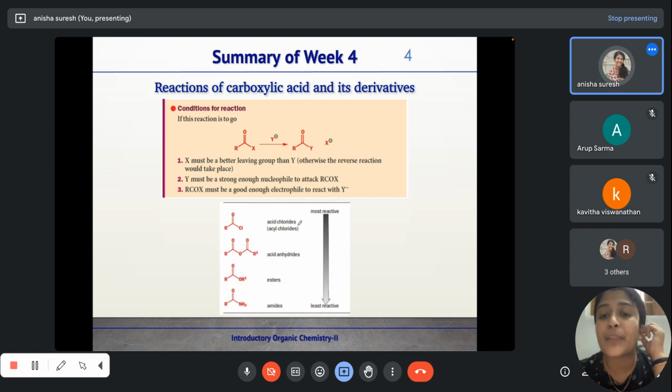So this is the reactivity order of different carboxylic acid derivatives. Acid chloride will be the most reactive, then comes anhydride, then esters, and then amides. We have seen the reason for all this in the lectures. The electrophilicity at the center will be more, followed by Cl being a better leaving group. So this we have seen in the lectures. What will be the reason why acid chloride is more reactive and amide is least reactive? So this is the reactivity order of acid chloride to amide.